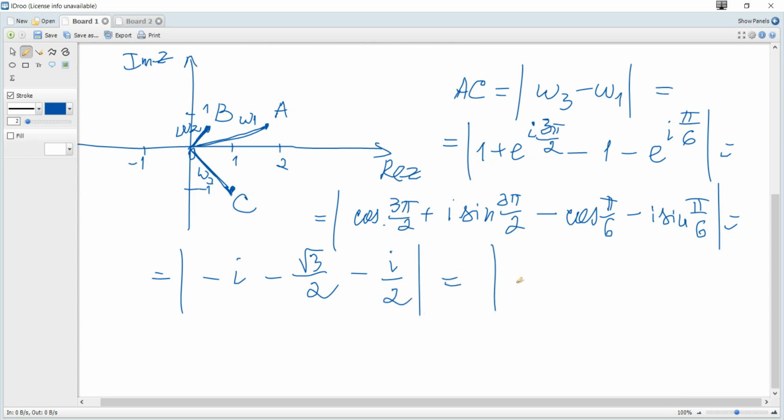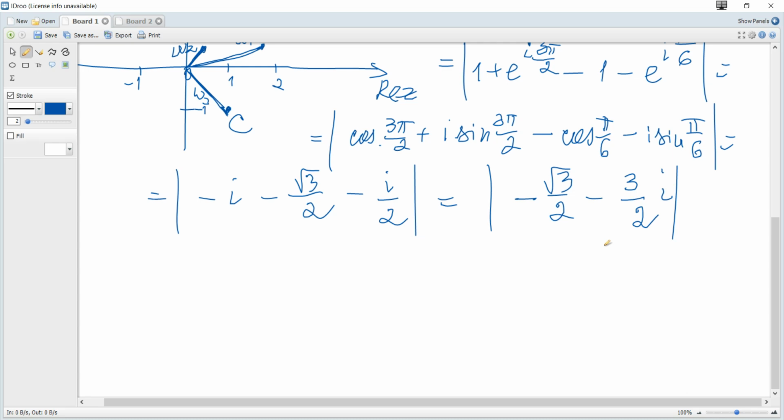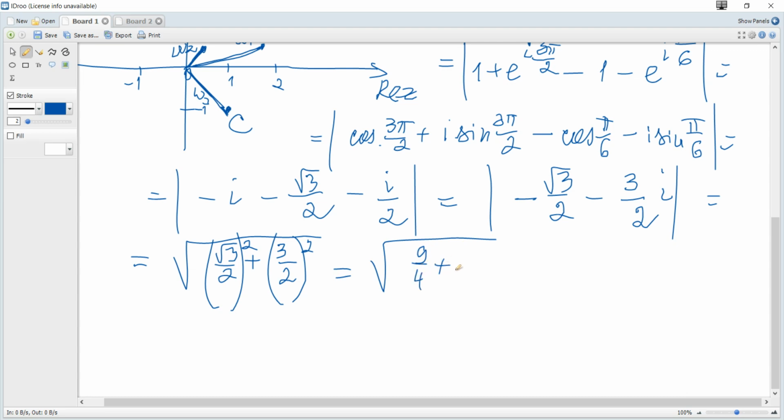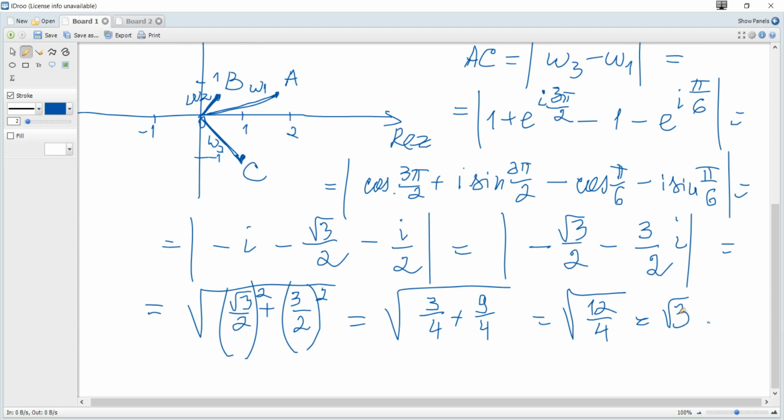it's minus 3 over 2, let it be real part firstly, minus root 3 over 2 minus 3 over 2 i. And how to find the modulus? It's a square root of x squared plus y squared, so it's root 3 squared over 2 squared plus 3 over 2 squared, which is equal to 3 over 4 plus 9 over 4, so it's root 12 over 4, which is root 3 as required. It's the correct answer.